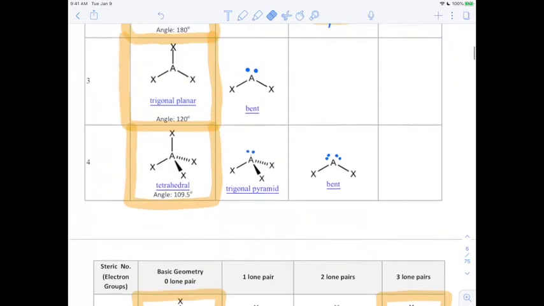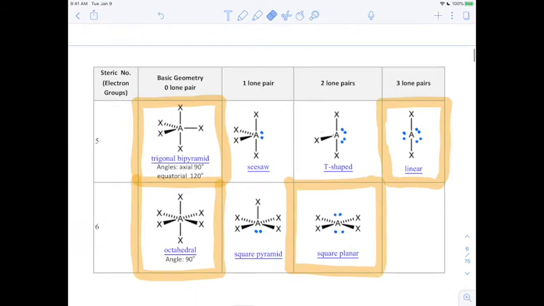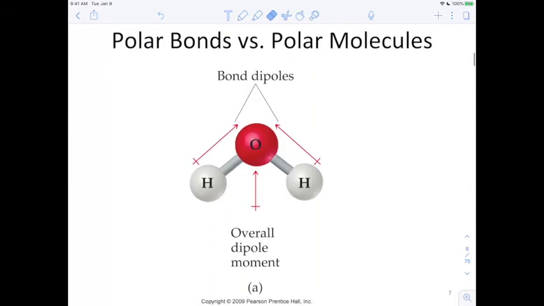Okay, so our rules here are that we must have a symmetrical shape, so it's got to be one of the ones that are highlighted, and then the outer atoms must be either the same or have similar electronegativities. All right, so here is our water molecule. So first off, and I know most of you haven't had a chance to watch the videos yet, but does anybody know what shape this is? Excellent, this is bent. And I know I just showed it to you a moment ago, but is bent symmetrical? Excellent. It is not symmetrical.